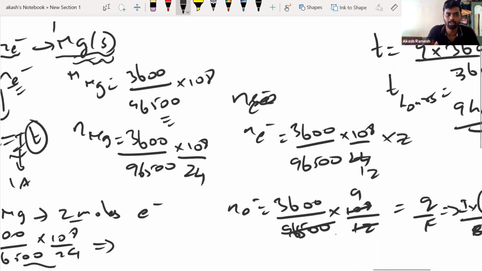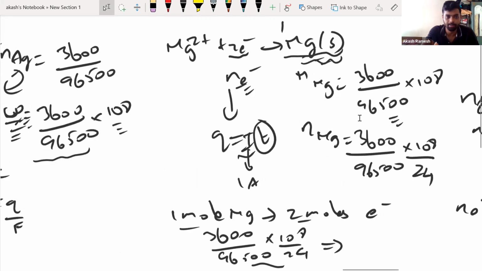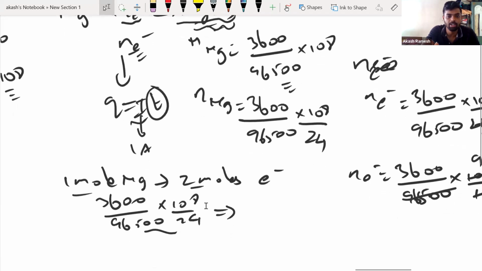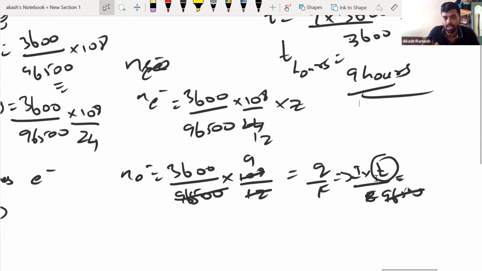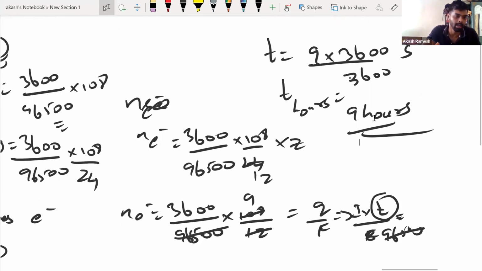I'll just repeat quickly what we did. They said that 1 ampere current for 1 hour deposits W grams of Ag. By the normal method, I calculated the number of moles of electron with Q by F, and I calculated the number of moles of Ag, and from the number of moles of Ag, I calculated the W value. Then we went on to see what is happening in Mg, that is magnesium. Now I know the W value, because W grams of Mg and W grams of Ag is the same. So I know the mass of Mg. I calculated the number of moles of Mg, and from the number of moles of Mg, I calculated the number of moles of electron. The number of moles of electron is nothing but Q by F, where Q is equal to I into T, divided by F, which is 96,500. So it will cancel. Eventually, you will find the T in hours to be 9 hours.